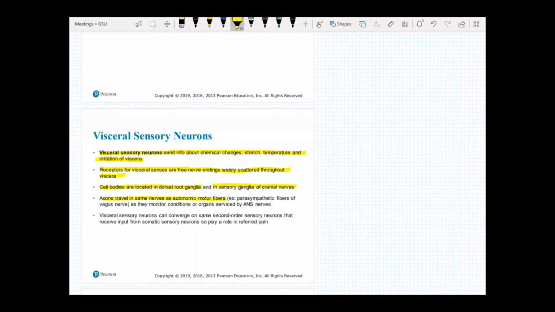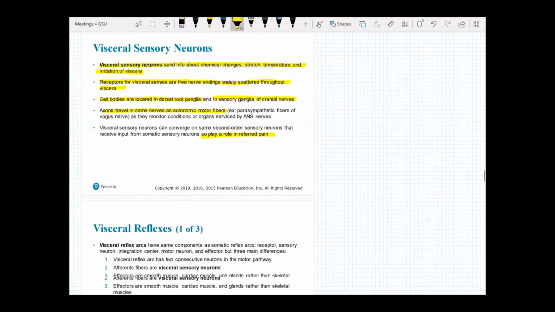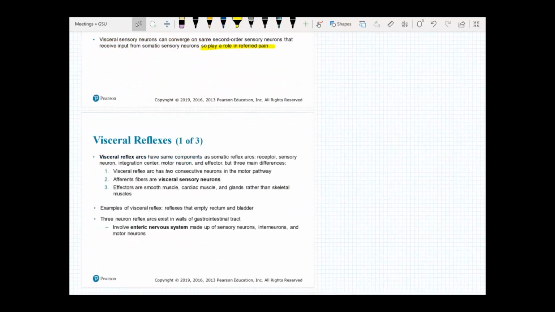So this is kind of interesting because these are the things that play a role in that referred pain. So if you have an issue with your appendix, you'll feel it on the left side, but your appendix is actually located on the right side of the body. So these visceral sensory neurons will help play a role in that internal referred pain.